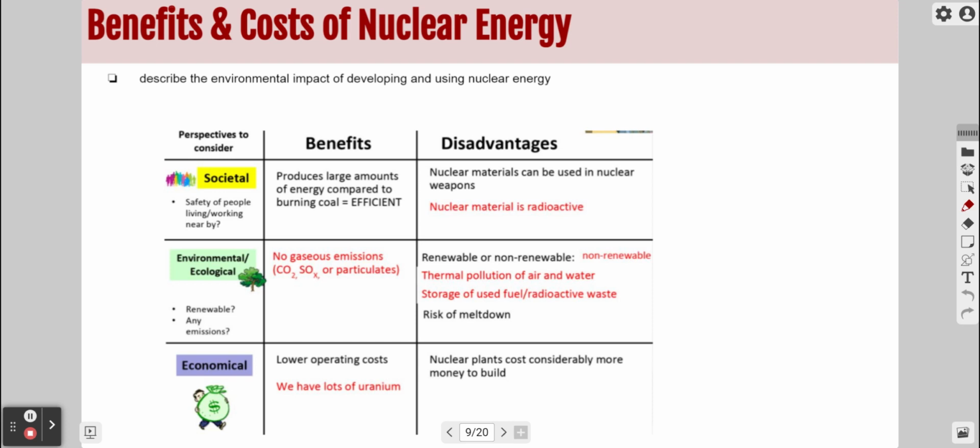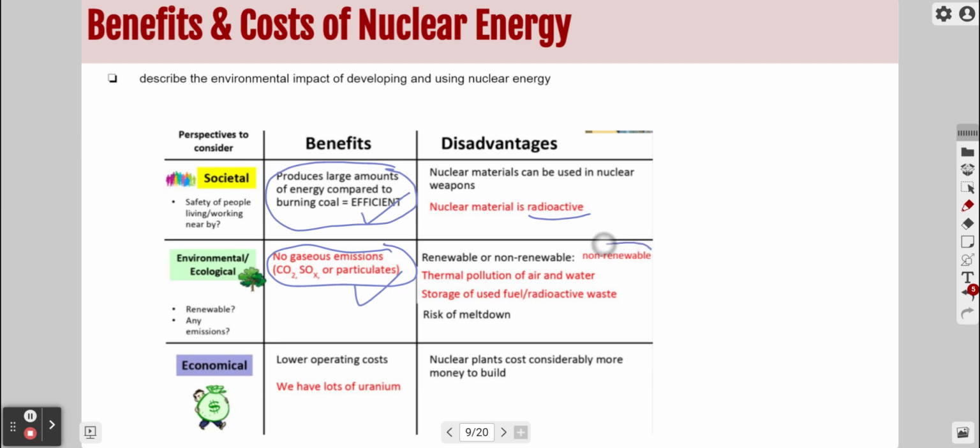Benefits and costs of nuclear energy. Benefits: it produces large amounts of energy compared to burning coal, so it's very efficient. Disadvantages: nuclear materials can be used in nuclear weapons. Nuclear material is radioactive. Benefits: there's no real carbon dioxide, sulfur dioxide, or particulates, so no gaseous emissions. So that's a good positive benefit.